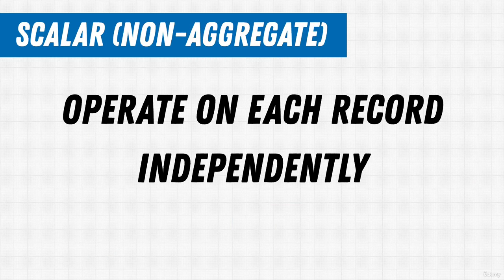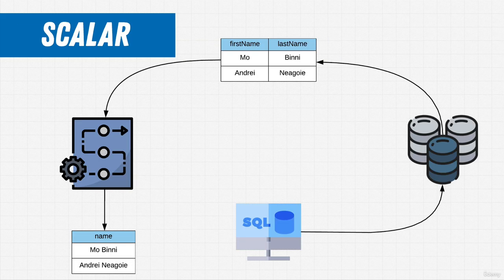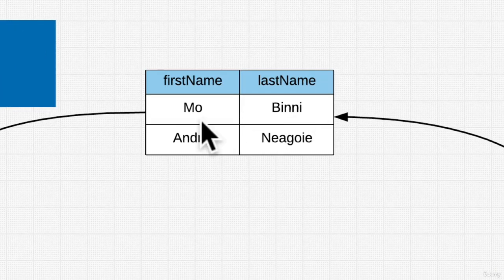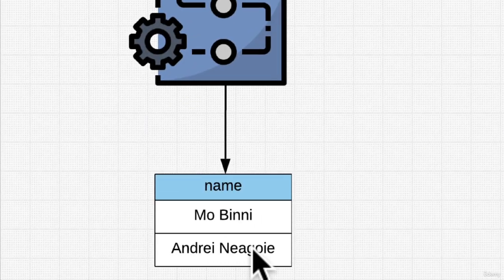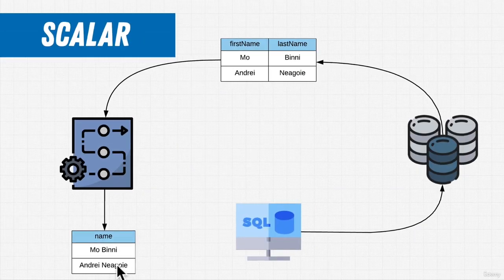If we look at scalar, the non-aggregate functions, well, they operate on each record independently. So what does that mean again? Well, that's kind of like our concat. If we look at it more closely, we have a table that has Mo Bini and Andre Nagoy. First name, last name. So if we were to, for instance, concatenate the name like we did, we see that the function runs on each individual record. We're not producing one output. We're producing multiple outputs. And that's what scalar or non-aggregate functions do.